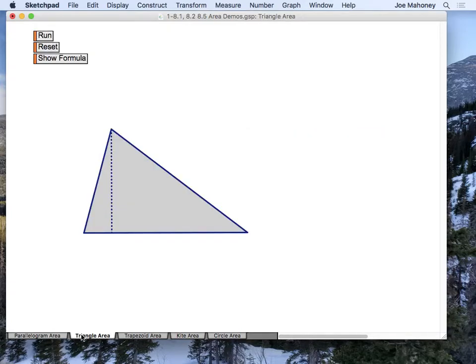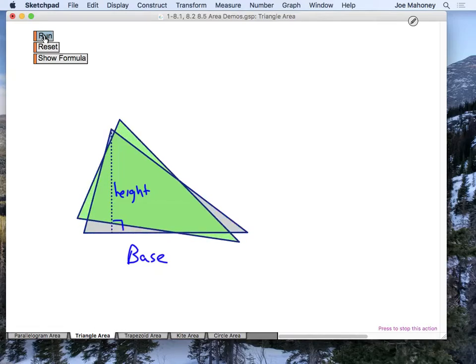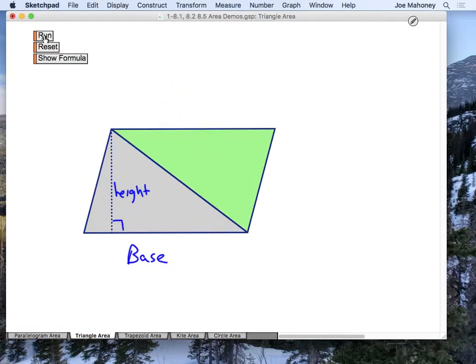So again, I have a triangle here, and the area of the triangle, well, let's see. This is my base. This side is my height. Remember, the height of a triangle is perpendicular to the base, so I got a little right angle there. So watch what happens when I press run. A new triangle is created, and it spins around. So what shape do we make? Can you see it's a parallelogram?